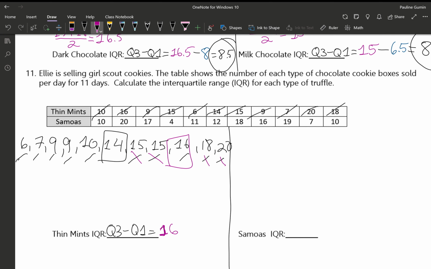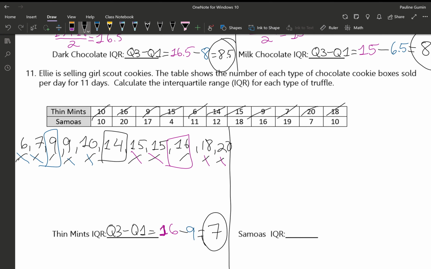Now let's do Q1. Cross one off from each side. Wonderful. We have a number. It's 9. 16 minus 9 is a nice 7.